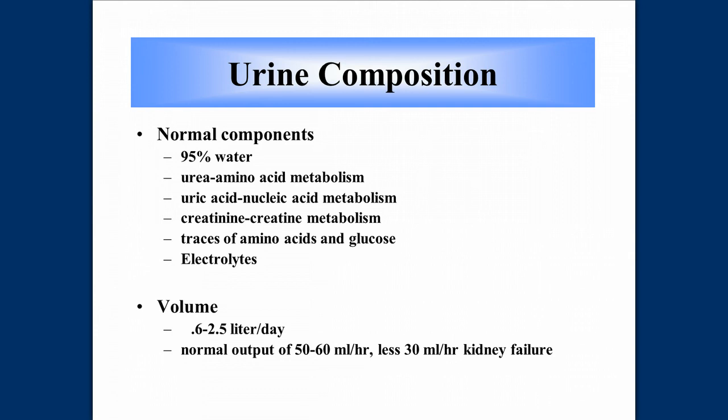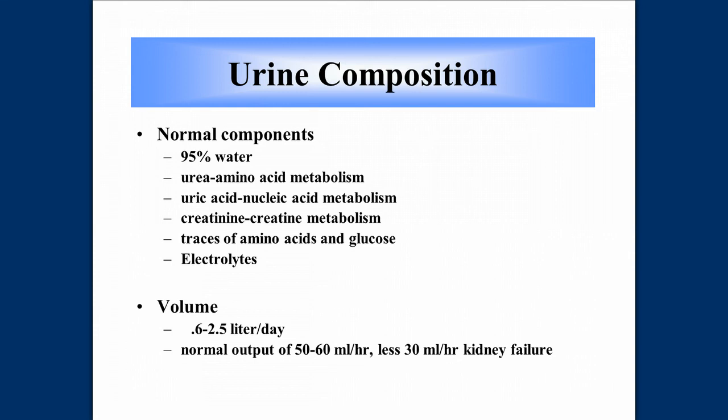Creatinine comes from creatine metabolism. When you are in oxygen debt and trying to make more ATP, you produce ATP with creatine phosphate, but anyway, creatine metabolism. Traces of amino acids and glucose are found there, and electrolytes. Electrolytes would be your sodium, potassium, chloride, and those charged particles that we've been talking about.